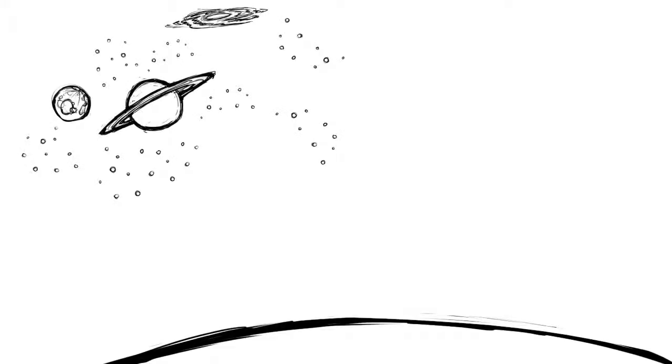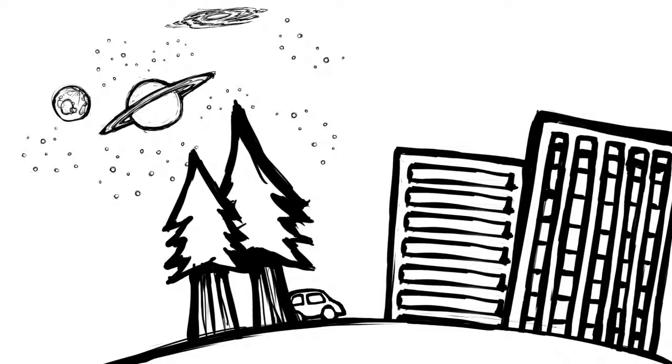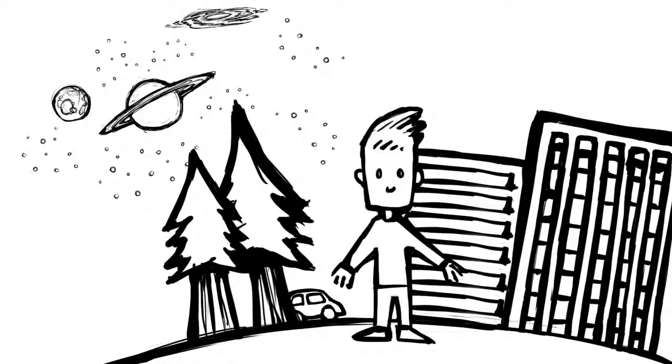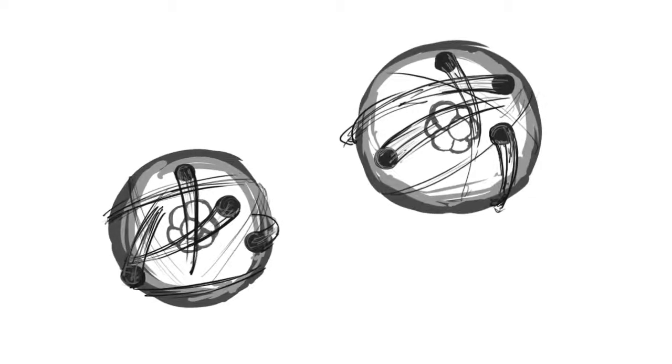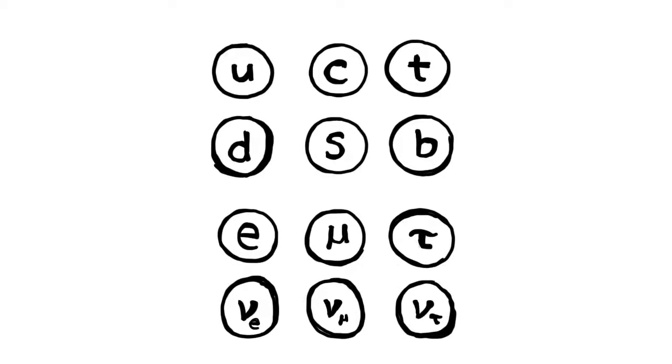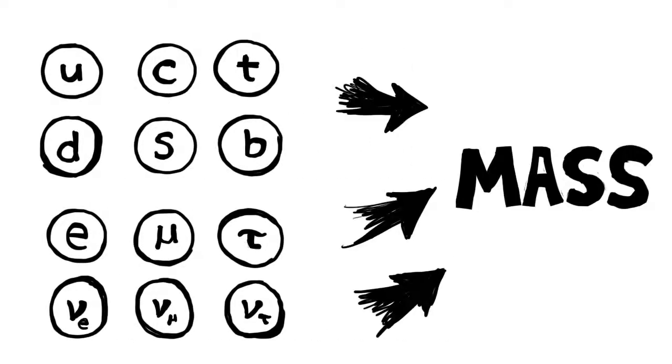Many of the objects that we can observe in our universe, like stars, galaxies, and planets, as well as the things around you, like buildings, cars, trees, houses, and your own body, are made of tiny little particles called atoms, which are made up of a variety of even smaller particles, which we call fundamental particles. And these fundamental particles have a property called mass. So almost everything you can see around you has mass.